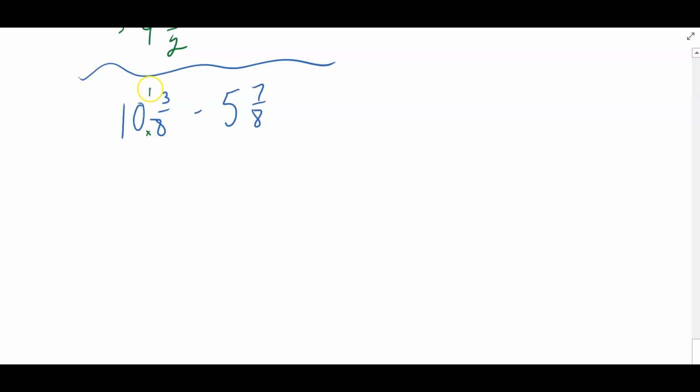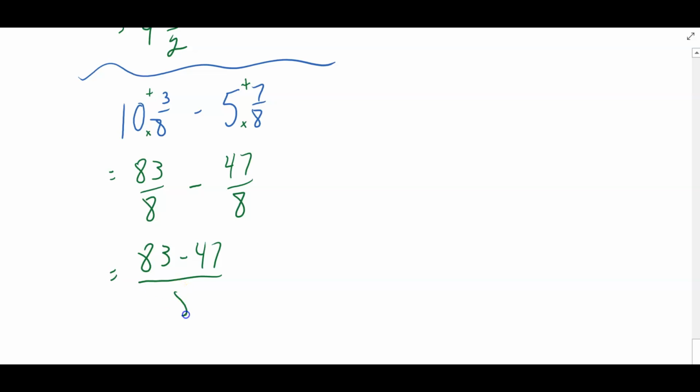8 times 10 plus 3. That becomes 83/8. Subtract 8 times 5 plus 7. 8 times 5 is 40. 40 plus 7, 47/8. And now we just subtract the numerators. Keep it over 8. And if they weren't common denominators, we must convert to fractions with common denominators. And this turns into 36/8, which is an improper fraction.